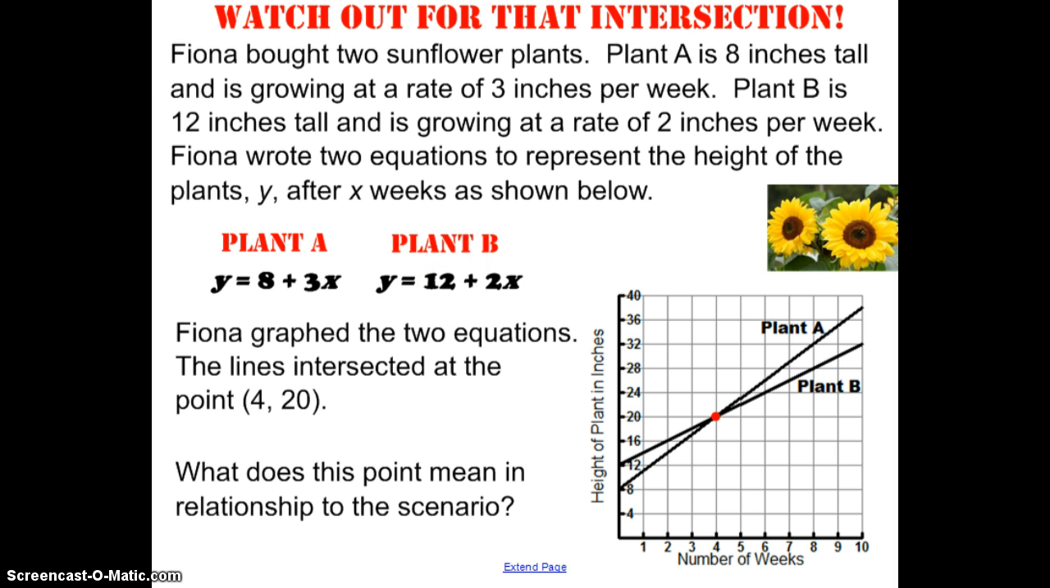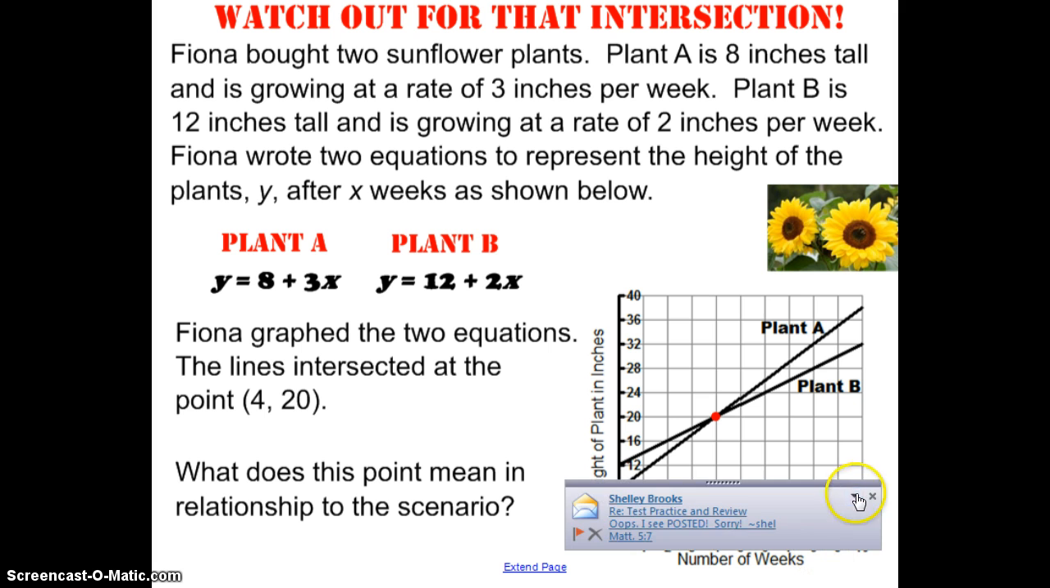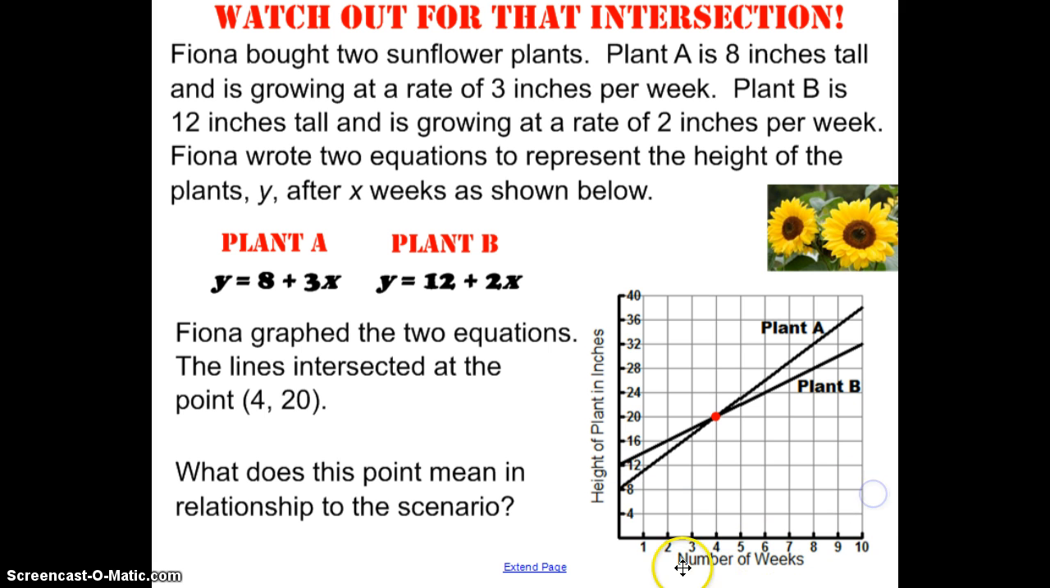So if we look at the graph, we can see at 4 weeks, 20 is the height of both plants, and that is where they intersect, and after 4 weeks they will be 20 inches tall. So what does this mean? We are going to use the labels off the x and y axis. So the x value is number of weeks, and y is the height of the plant in inches.